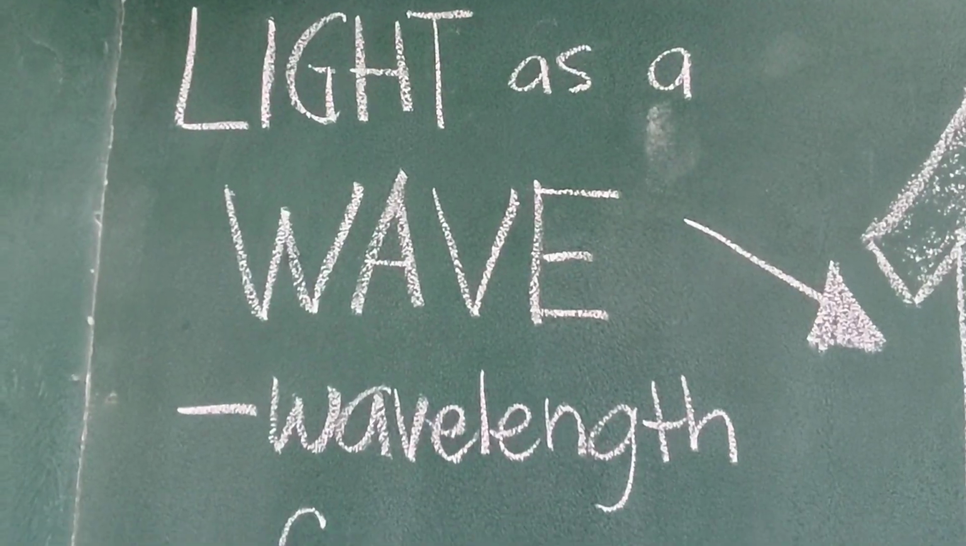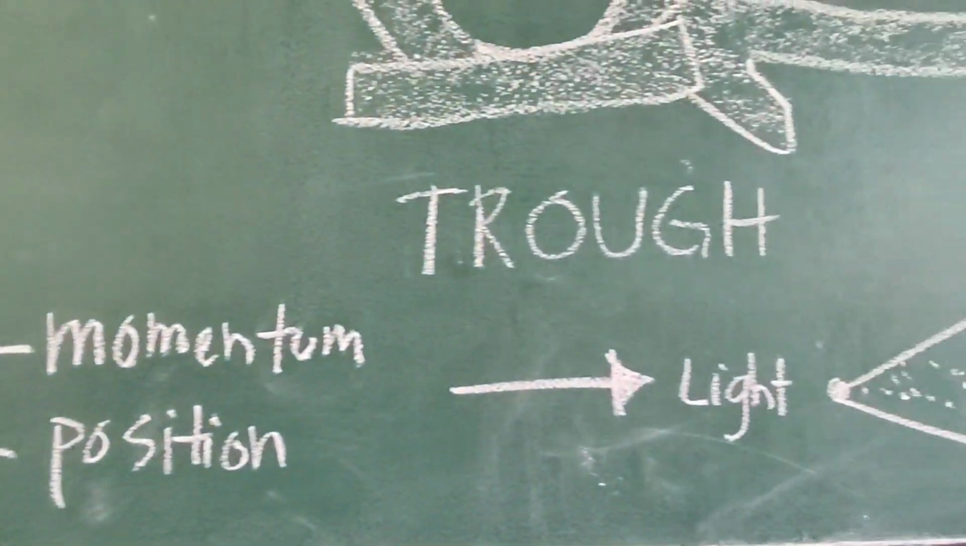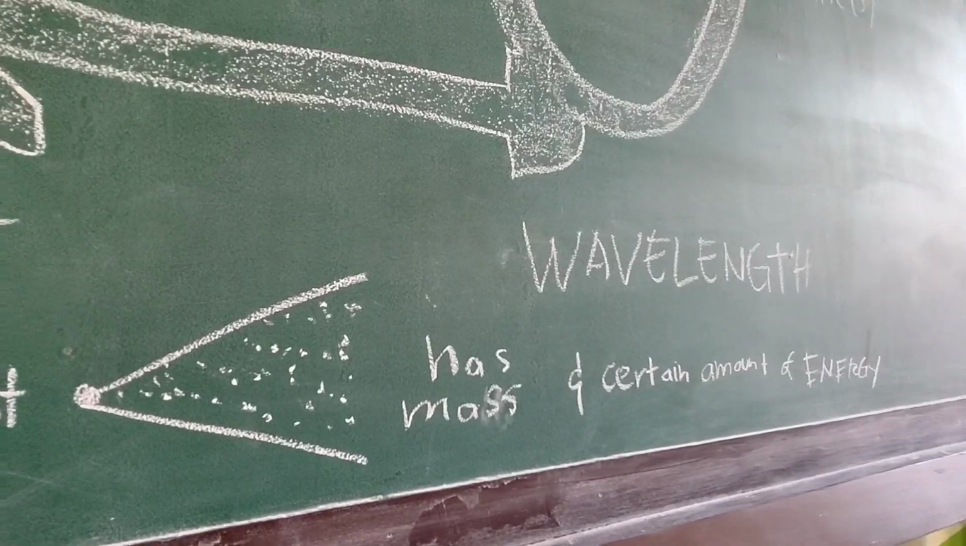So is light a particle or a wave? It has properties of both. Light can be labeled with a wavelength, momentum, frequency, and velocity. It can be reflected, refracted, interfered, and diffracted. Pwede maging wave or particle na light, depende sa pagkagamit.